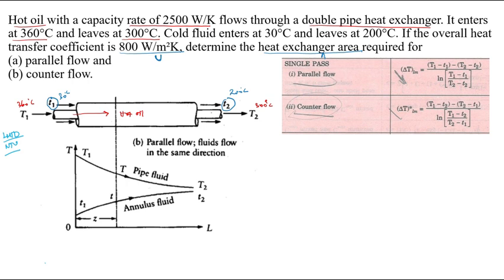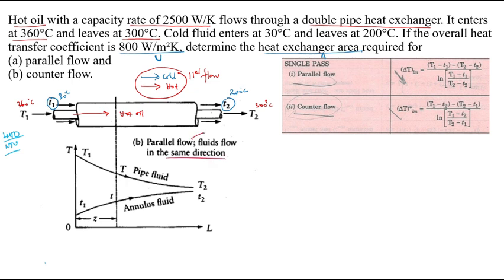We need the area A for parallel flow and counterflow. Here first we know what is meant by parallel flow. In a parallel flow, the direction of the hot fluid and the direction of the cold fluid are the same. So both fluids are in the same direction, and we call that parallel flow. The schematic diagram shown here is for a parallel flow, with fluid flowing in the same direction.